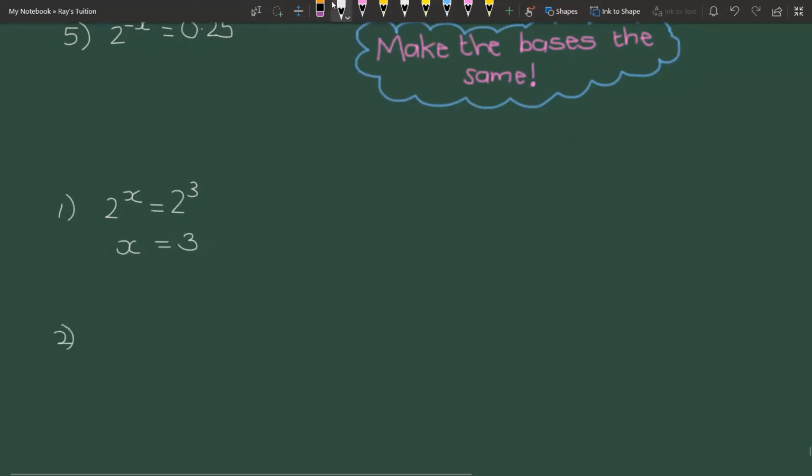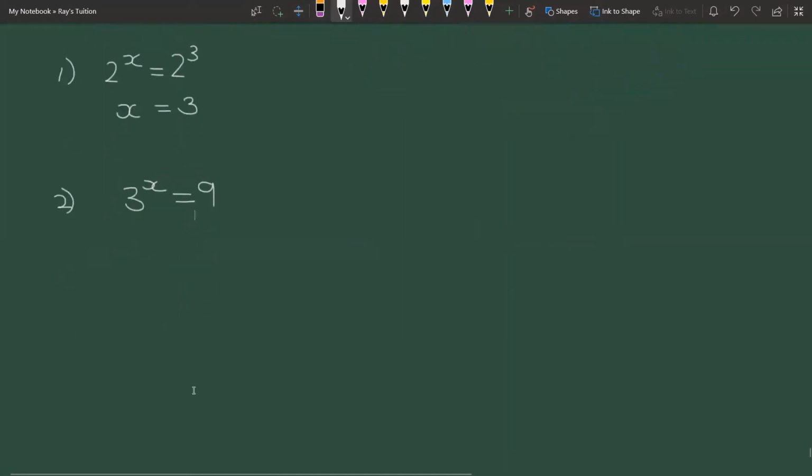Let's try another one. So here we have 3 to the power of x is equal to 9. Now in this equation, the bases are not the same. So the first thing we would like to do is break up 9 into its prime factors. You should know that 9 can be written as 3 squared, and then our bases are the same, so we can simply write that x is equal to 2.